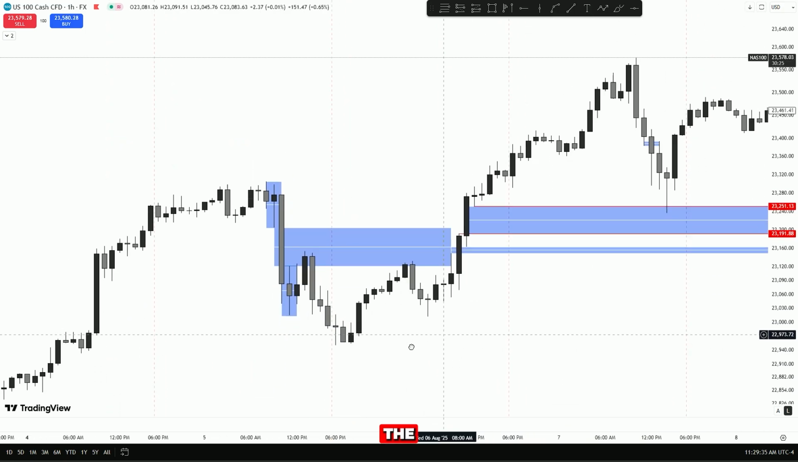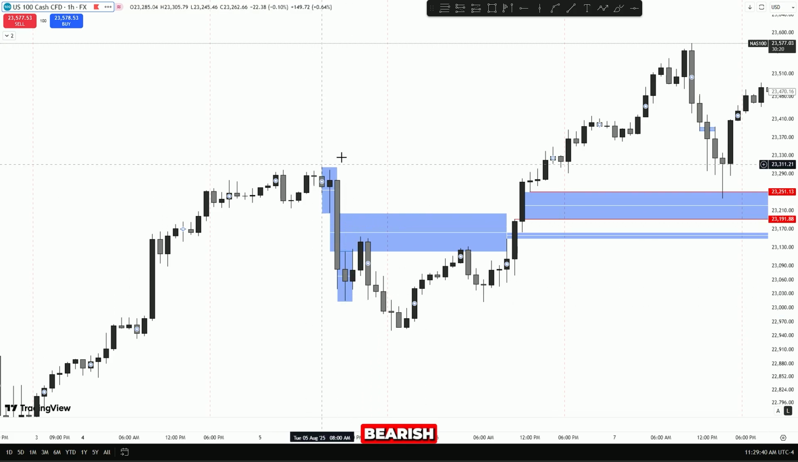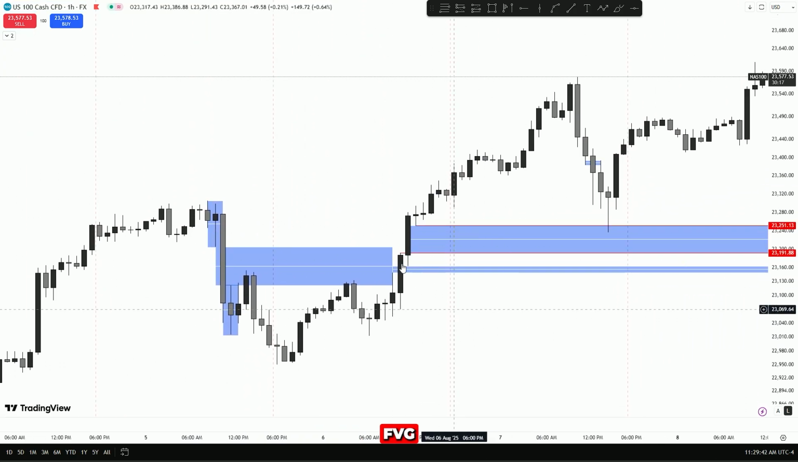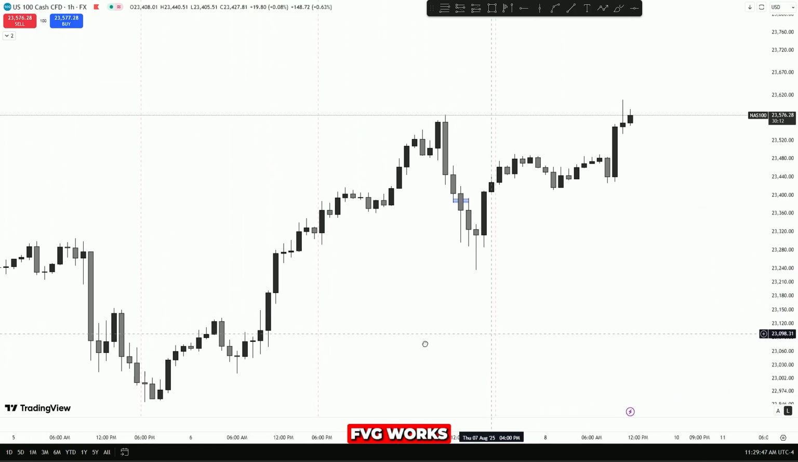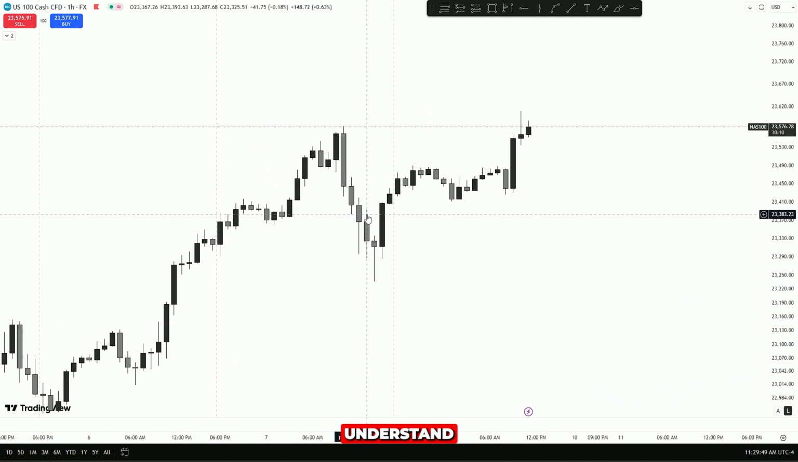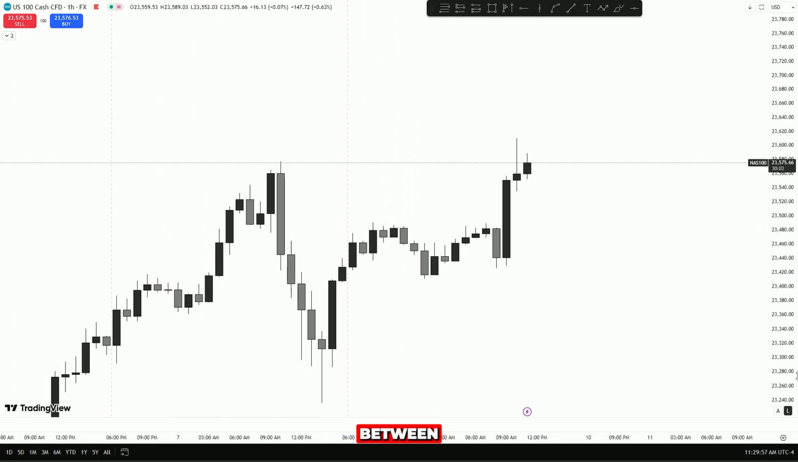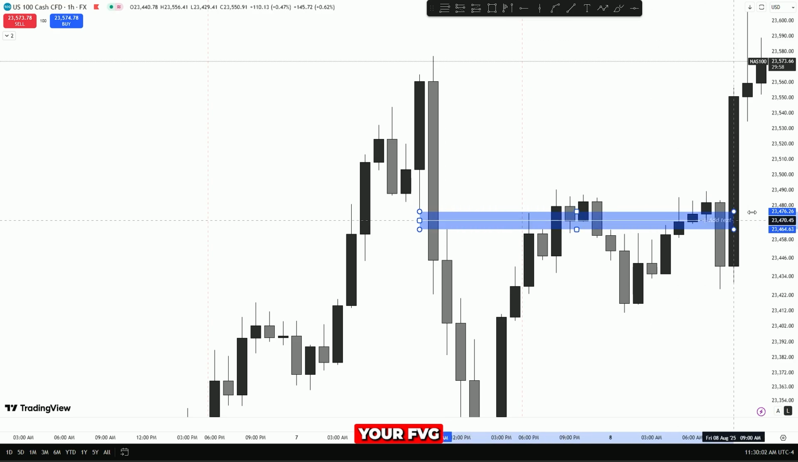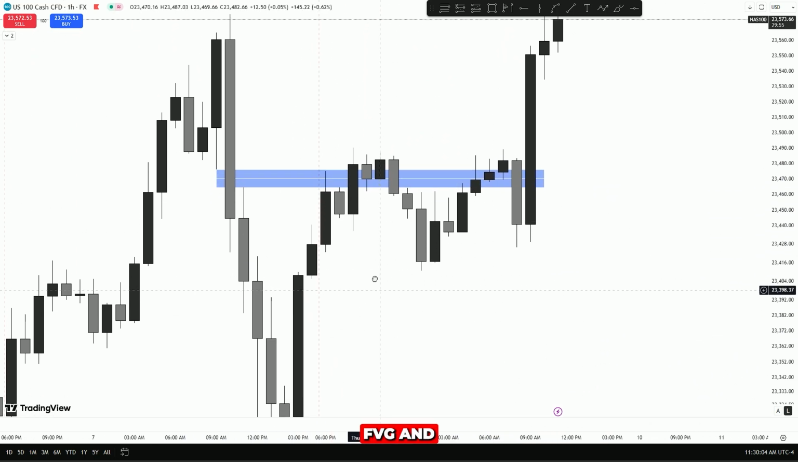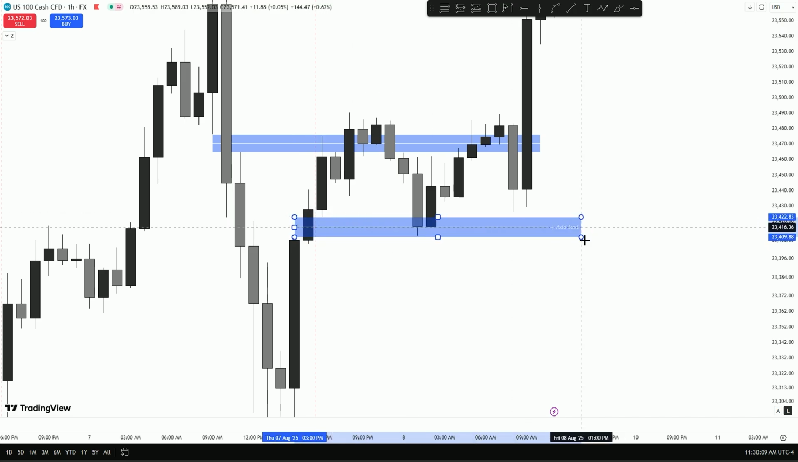Now these are the bullish FVGs, and now this is the bearish FVG and this is the bullish FVG. I'm going to explain in future which FVG works. For now you just have to understand what is FVG. Alright, so the gap between three consecutive candles is your FVG. Now this is your bearish FVG and this is your bullish FVG.